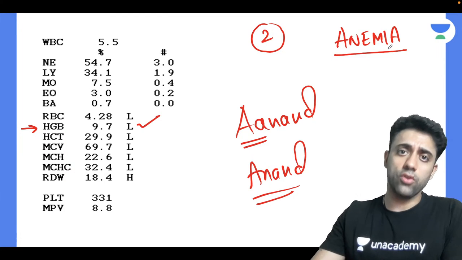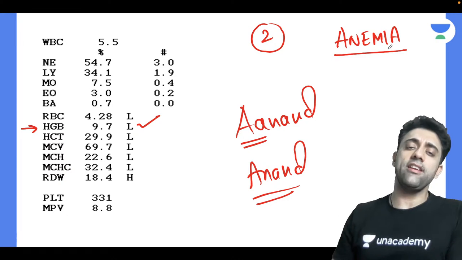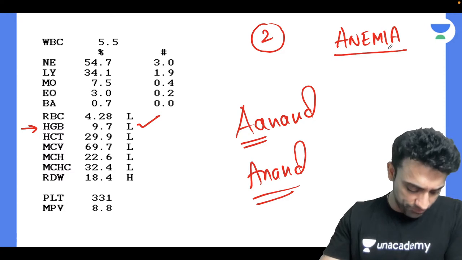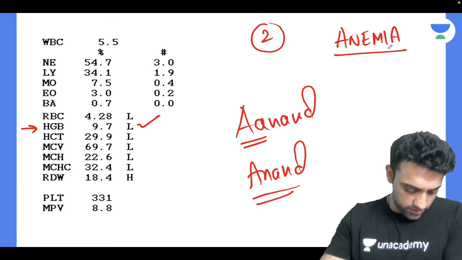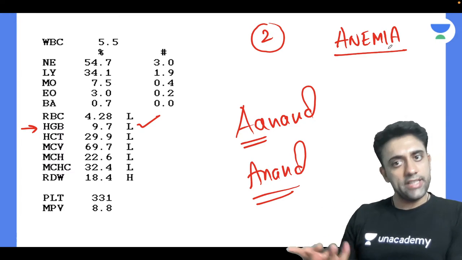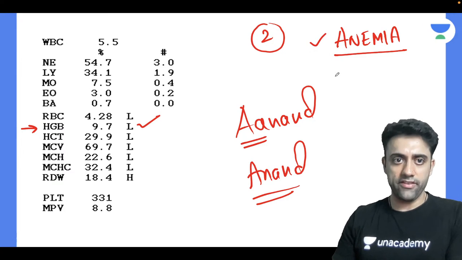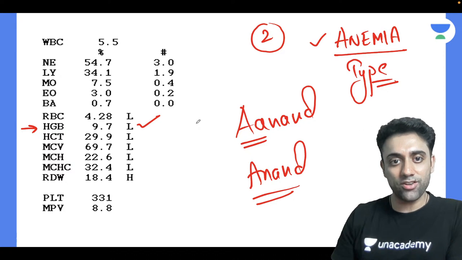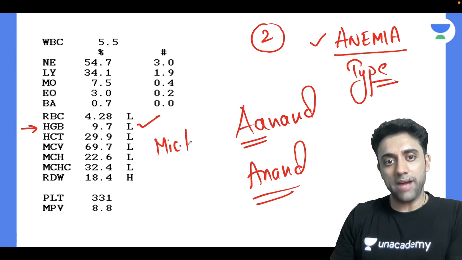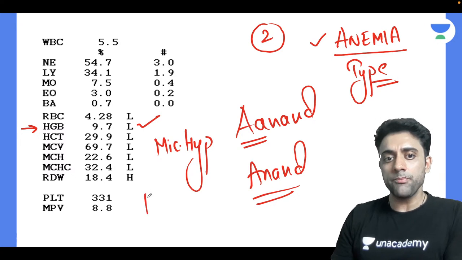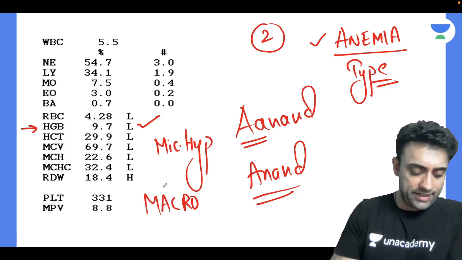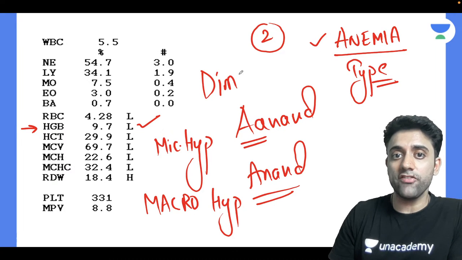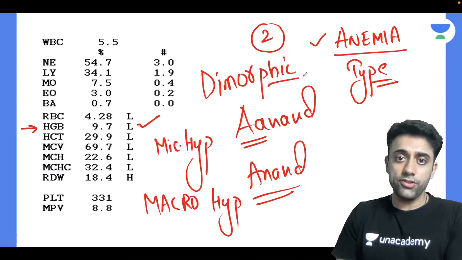Question number 2. After the hemoglobin, which is the second important investigation or component you would like to see here? Exactly. So sir, I saw this baby is having anemia. I would like to know which type of anemia. Is he having microcytic hypochromic anemia, or macrocytic hypochromic anemia? Maybe the patient is having a dimorphic anemia.